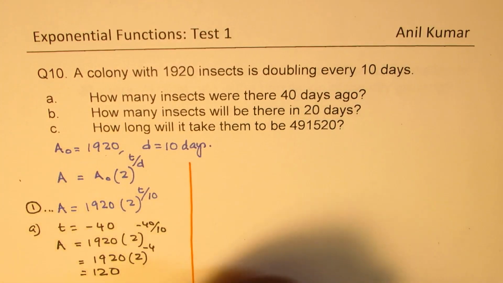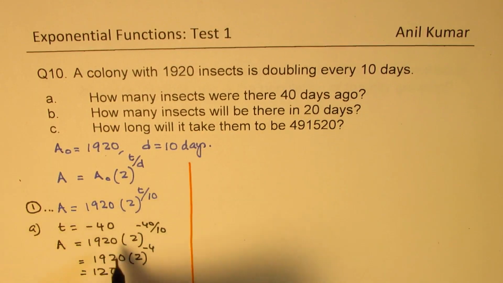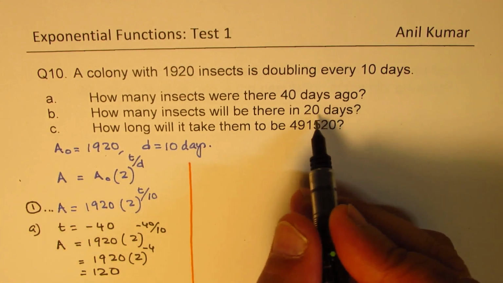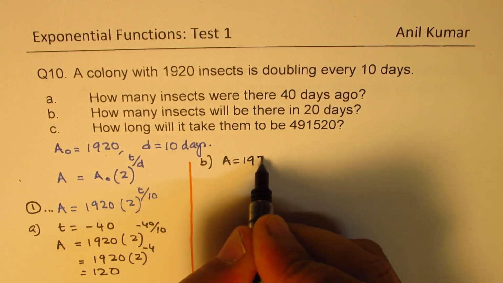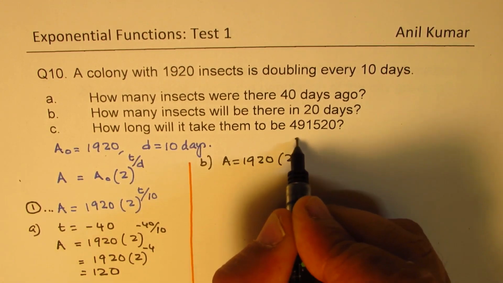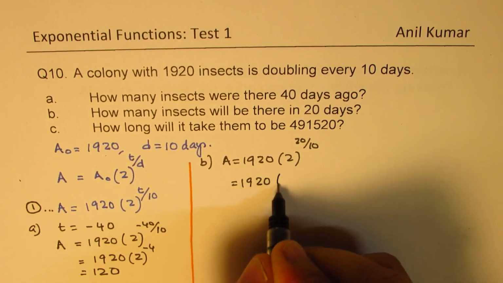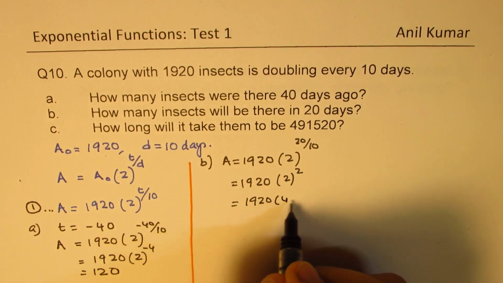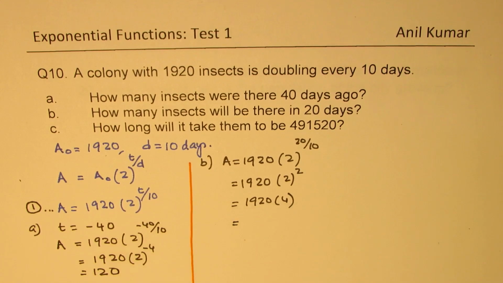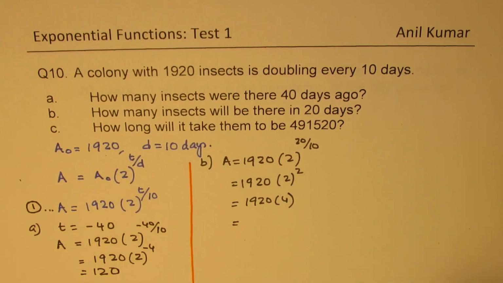Okay. Now let's do part B, which is how many insects will be there in 20 days. So we'll just replace T with 20 now. So for part B, we have A equals 1920 times 2 to the power of 20 over 10. So that is 1920 times 2 to the power of 2, which is 4, right? So 1920 times 4. So we can just multiply by 4 and get our answer. So 1920 times 4, 7680.